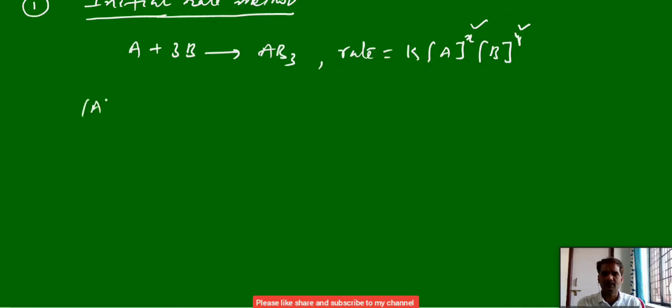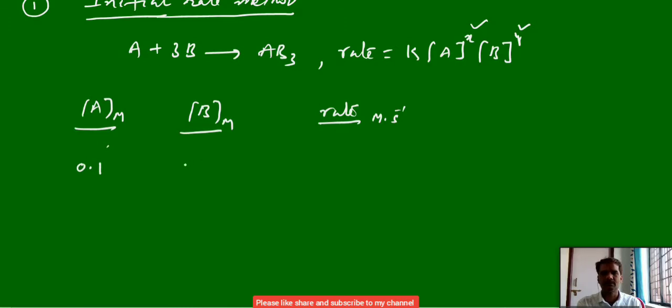This is the analysis. The initial concentrations of A and B are given, and the corresponding rate. The concentrations are in terms of molarities and the rate is in moles per liter per second, that is, molarity per second. We have the values like this.